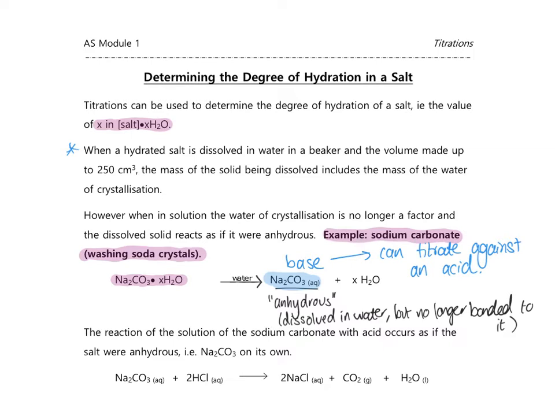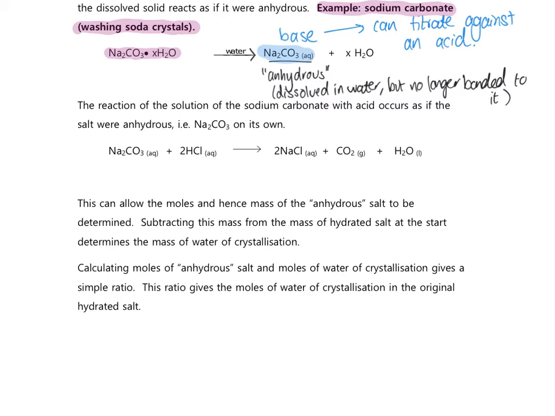As we've mentioned before, during this titration, the solution of the sodium carbonate or whatever other salt you've used reacts with the acid as if the salt were anhydrous, for example, sodium carbonate on its own. So if we were titrating it against hydrochloric acid, this would be the equation for your reaction. And this equation follows the general equation: metal carbonate plus acid gives salt plus carbon dioxide plus water. It is important that you can write the equations for these titration reactions. As we've seen, it affects the balancing number ratio, which affects our whole moles calculation.